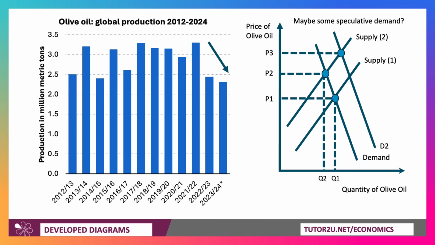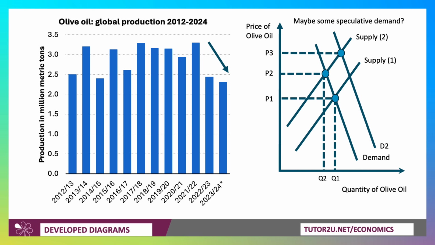Developing your diagram suggests shifting more than one curve. Perhaps, for example, there might be some speculative demand in the market. People expecting the price of olive oil to go up and therefore bringing forward purchases or adding to their stockpiles in anticipation of that price increase. So I've shifted the demand curve out to D2, which at the intersection with supply 2 gives a price level of P3. So here's a good example of a simple supply and demand diagram which is developed.